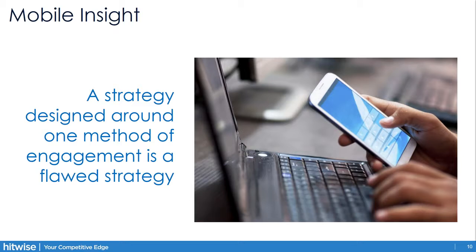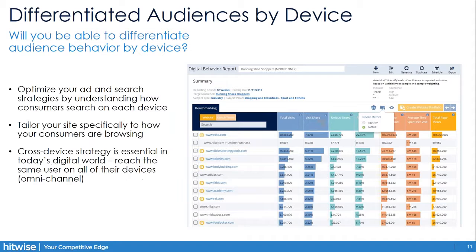Mobile is important, obviously, and your provider should be offering insights on how you and your competitors compare on different devices. And so, what that means is that a key question to ask here is, will I be able to differentiate audiences or behavior by device? Being able to broadly benchmark your performance against the competition is important, but being able to determine if your competitor's mobile strategy is outperforming yours, for instance, is really the key here.